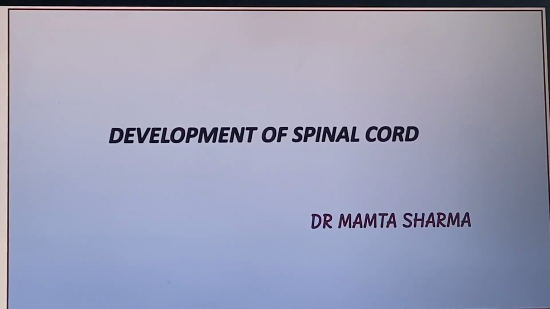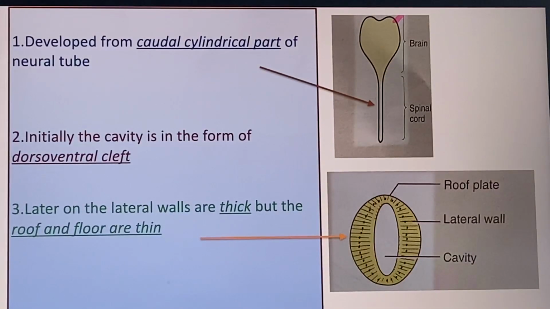Hello students, today we will discuss the development of the spinal cord. Now this spinal cord is developed from the caudal cylindrical portion of the neural tube. So these are the steps you are supposed to write while writing the development of the spinal cord. So initially the cavity is in the form of dorsoventral cleft. Later on the lateral walls become thick, but the roof and floor remain thin.